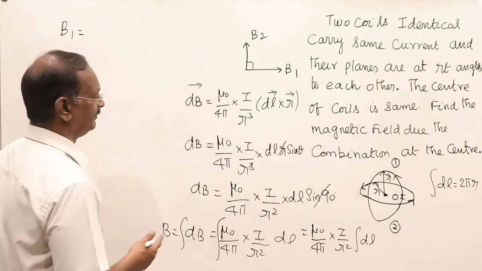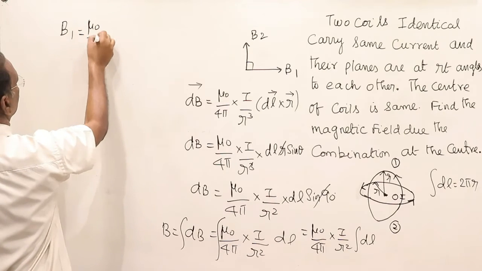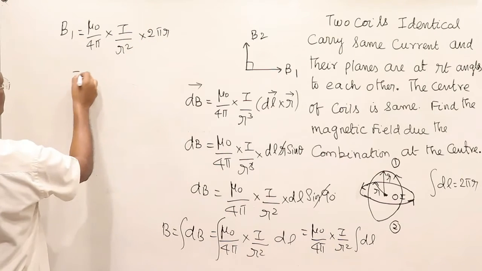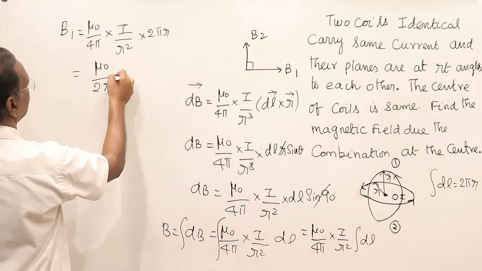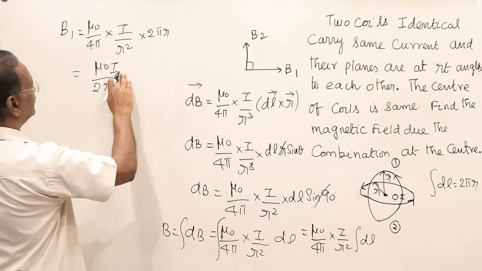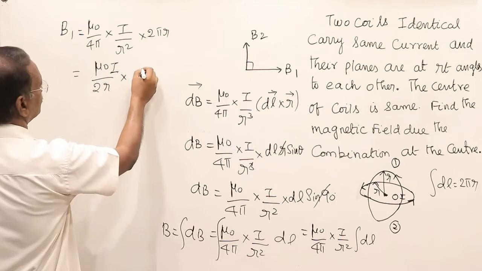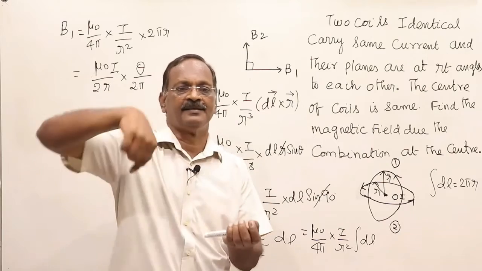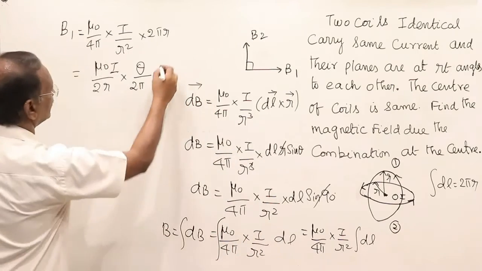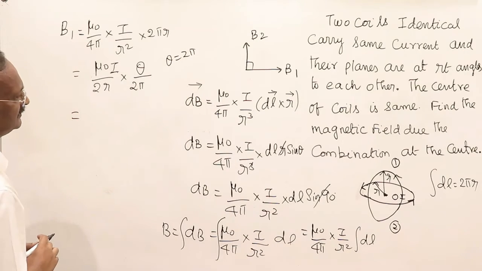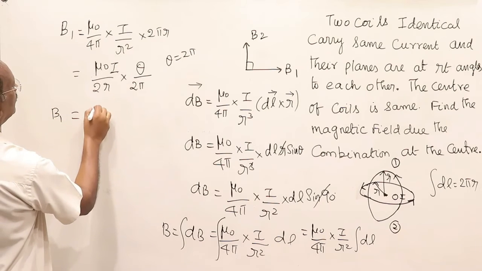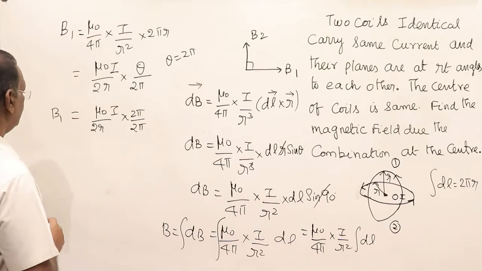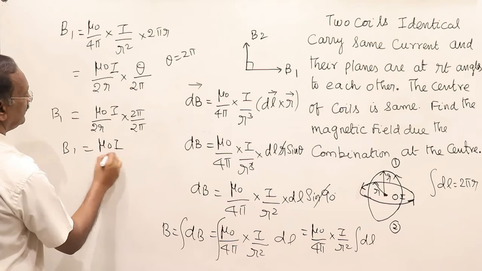Now let us take B1. B1 is equal to mu naught by 4 pi into I divided by r square into the integral of dl, which is 2 pi r. This simplifies to mu naught I by 2r into the angle subtended divided by 2 pi. The angle subtended by a circle at the center is 2 pi, so theta is equal to 2 pi. Therefore B1 is equal to mu naught I by 2r into 2 pi divided by 2 pi, which is nothing but B1 equal to mu naught I by 2r.